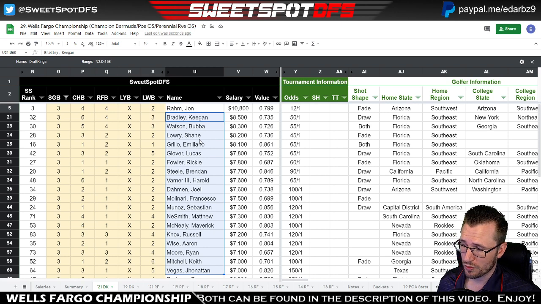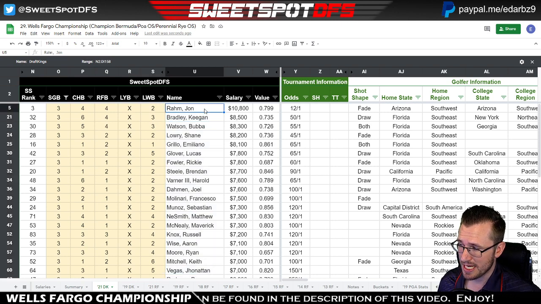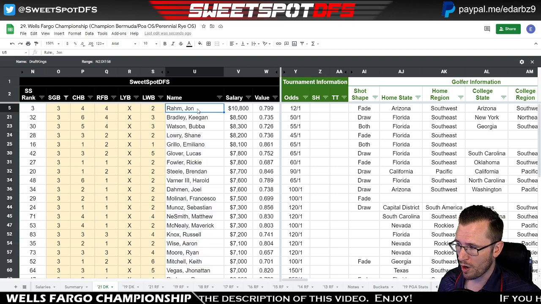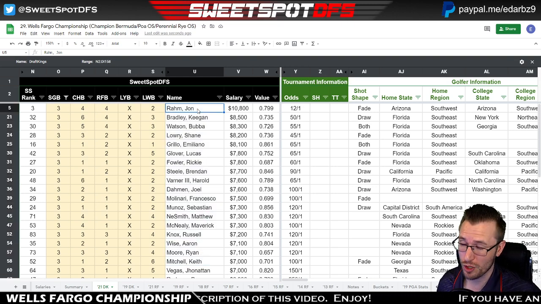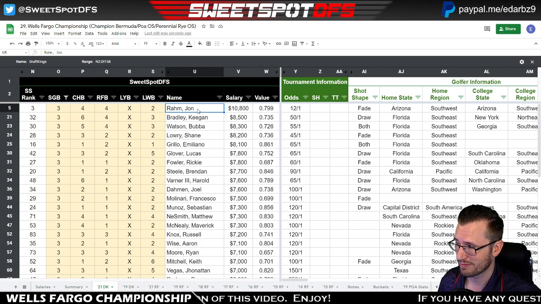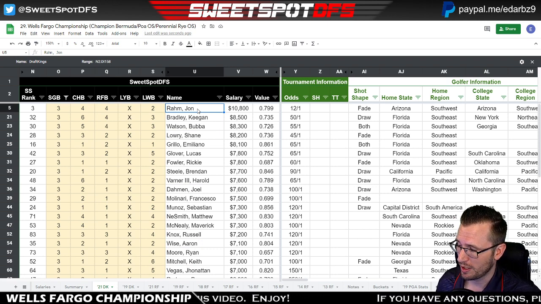Again, strokes gained bucket 3. This is positive off the tee, negative putting. So these are your team no putt guys. We know Rahm's usually a good putter, but obviously he's been struggling over the last, I don't even know how long. So take that into account.